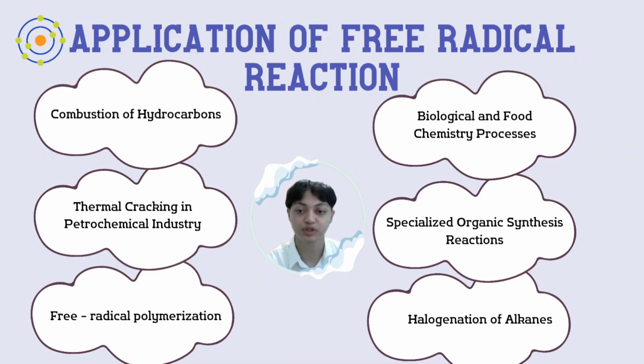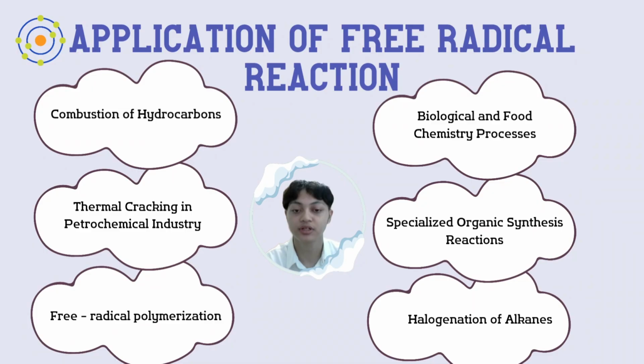For thermal cracking in the petrochemical industry, at high temperature, for example 450 to 900 degrees, a free radical mechanism breaks long hydrocarbon chains into shorter, more valuable molecules. Long-chain alkanes from crude oil are cracked into gasoline, shorter alkanes and alkenes. This radical-initiated process helps produce raw materials for fuel and chemicals. An application example is the production of lighter fuels and feedstocks for plastic manufacturing.